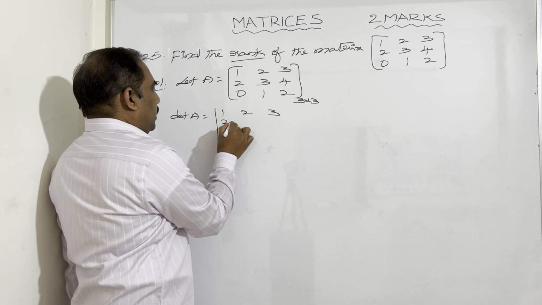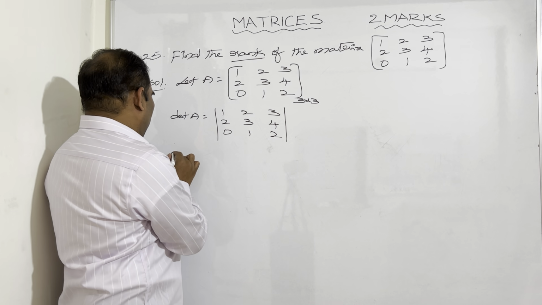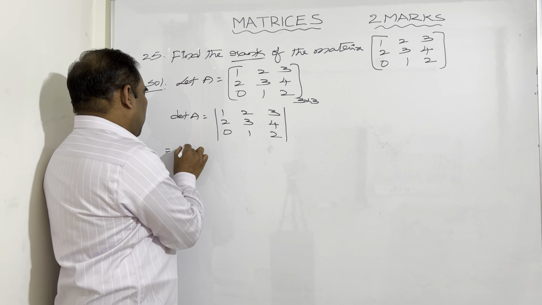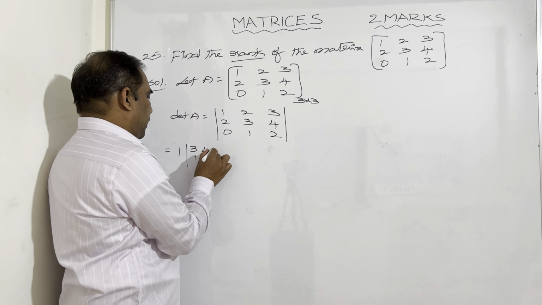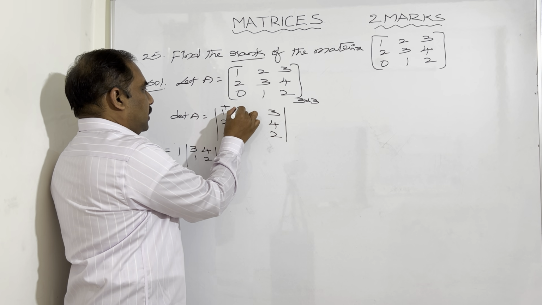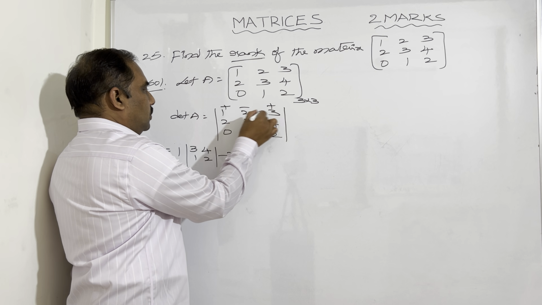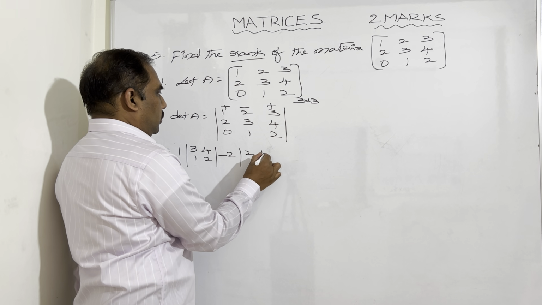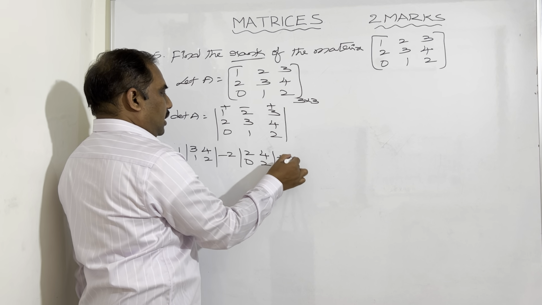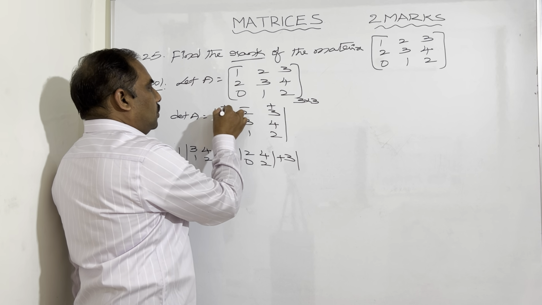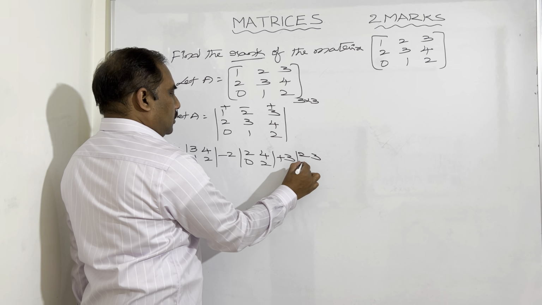So that is 1, 2, 3, 2, 3, 4, 0, 1, 2. Now find the determinant of this: 1 into, with the first row and column deleted, we get the determinant of 3, 4, 1, 2. The second element is taken with a minus, minus 2 into, with its row and column deleted, 2, 4, 0, 2. And again the last element is taken with a plus, 3 into, with the first row and last column deleted, so we have 2, 3, 0, 1.